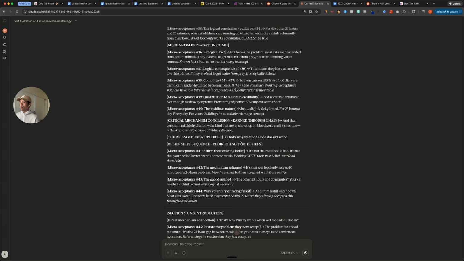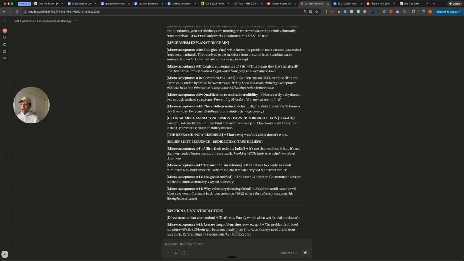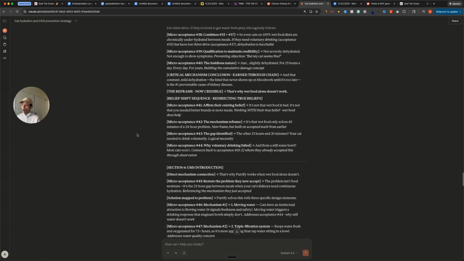And then we get down to the actual belief shift mechanism. That's why wet food alone doesn't work. From their existing belief, it's not that wet food is bad. It's not that you needed better brands or more meals. It's that wet food only solves 40 minutes of a 24-hour problem. So the mechanism that you actually use is going to be different for every angle and for every product, certainly.